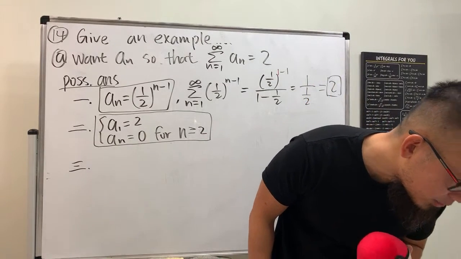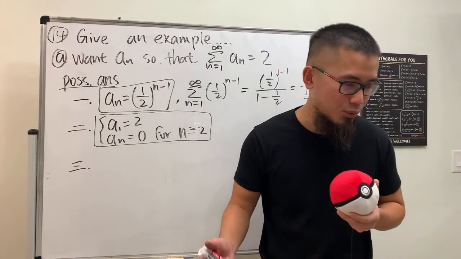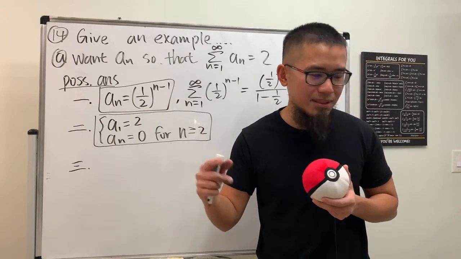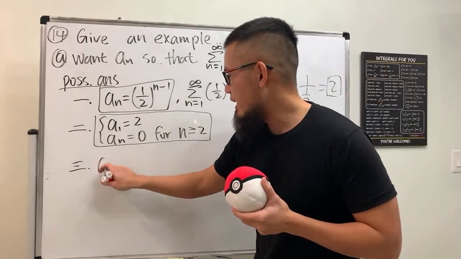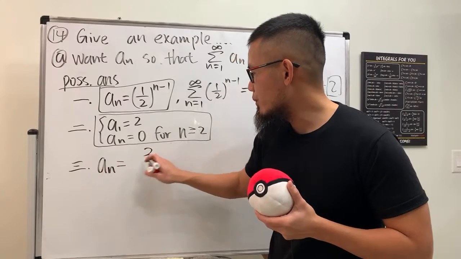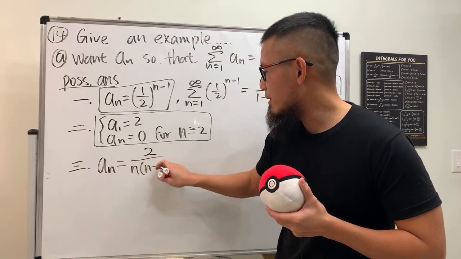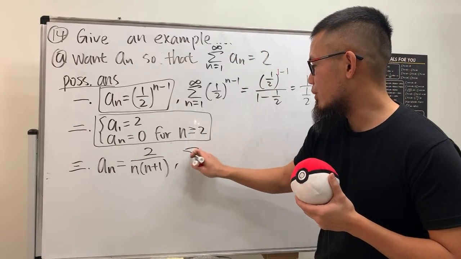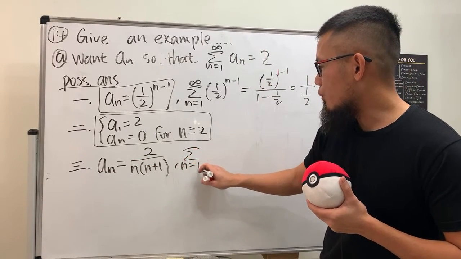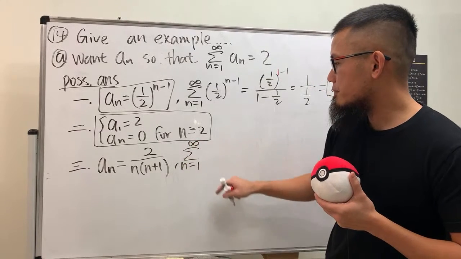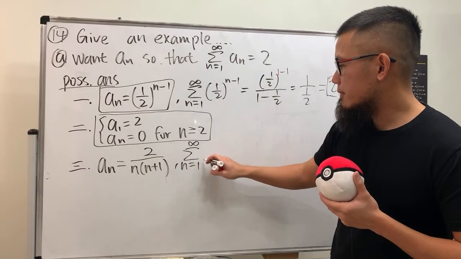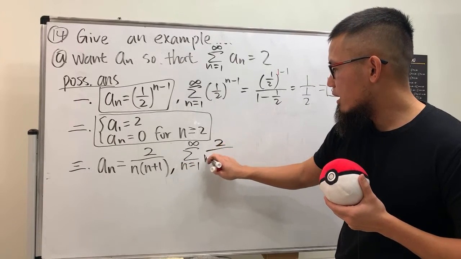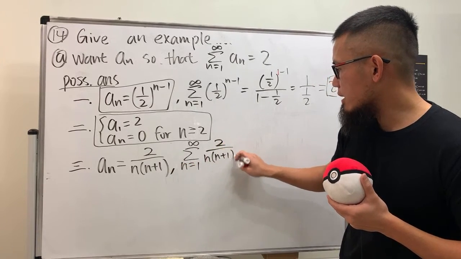Aha! So Suraja, if I pronounce your name wrong, I'm sorry about that. 2 divided by n times n plus 1, that is correct. So if you take an, that's equal to 2 over n times n plus 1. This right here will do the work. Let me just show you guys this real quick. The series as n goes from 1 to infinity of 2 over n times n plus 1, like this, yeah?